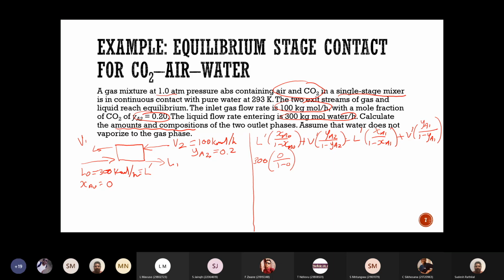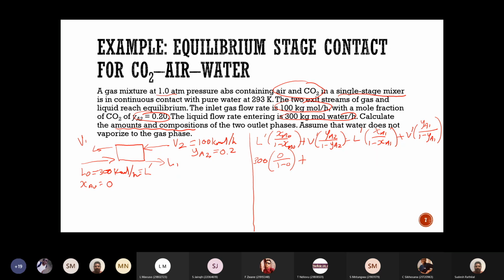Okay. Plus V prime. We don't have V prime. How do we find V prime? What we do know is V2. V2 and V1 will be different, but V prime will be the same on both sides. V prime is the flow rate of the inert gas. Inert gas in this case is A, so it is the flow rate of A.